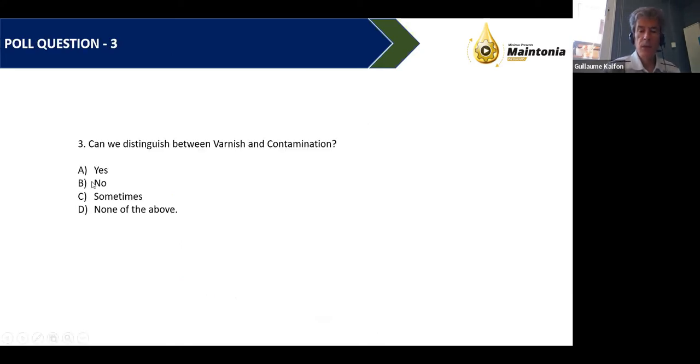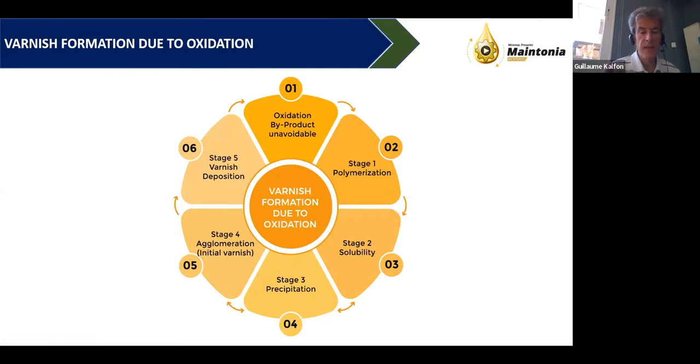This gives us opportunities, which means that at every step of the way, if we can break the step to the next stage, we can stop the phenomenon. And if we use the right solutions, we can reverse the phenomenon. So this phenomenon is not one way. If we take the right action steps, we will be able to reverse the phenomenon and remove the varnish and eliminate these undesirable degradation products in the oil.